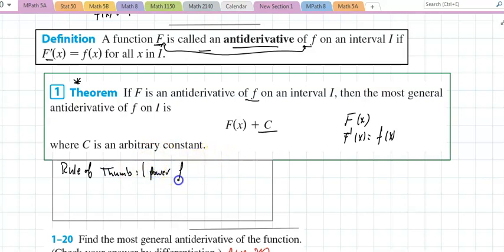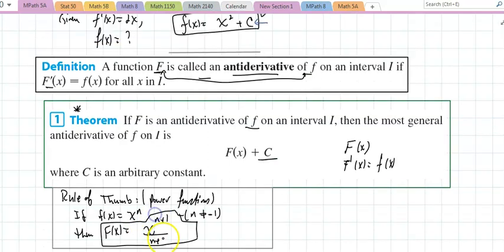And this is true for power functions. If f of x happens to be x raised to some power n, where n is any number other than -1, then capital F of x, which is the antiderivative, to undo a derivative, remember how we brought the power down, subtract 1 from the power. To undo that, you add 1 to the power, divide by that. Don't forget the plus c.